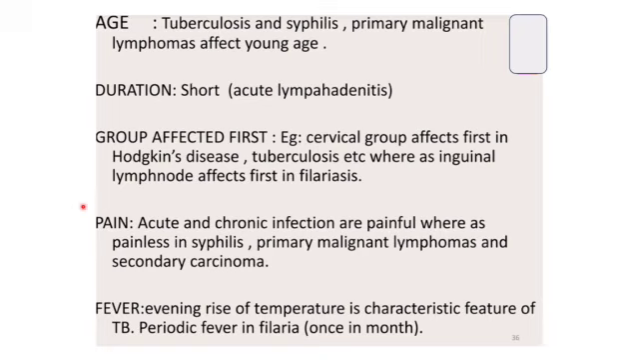Next, about the pain. Acute and chronic infections are painful, whereas painless lymph nodes will hint you at syphilis, primary malignant lymphoma and secondary carcinoma. Next, to know whether the patient has fever, because evening rise of temperature is a characteristic feature of tuberculosis and periodic fever is seen in filariasis. So knowing this general information would help you in the diagnosis when there is a lymph node enlargement.